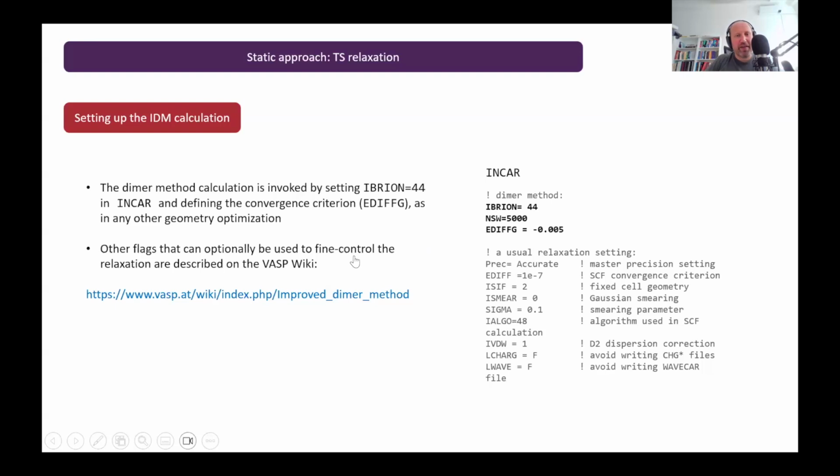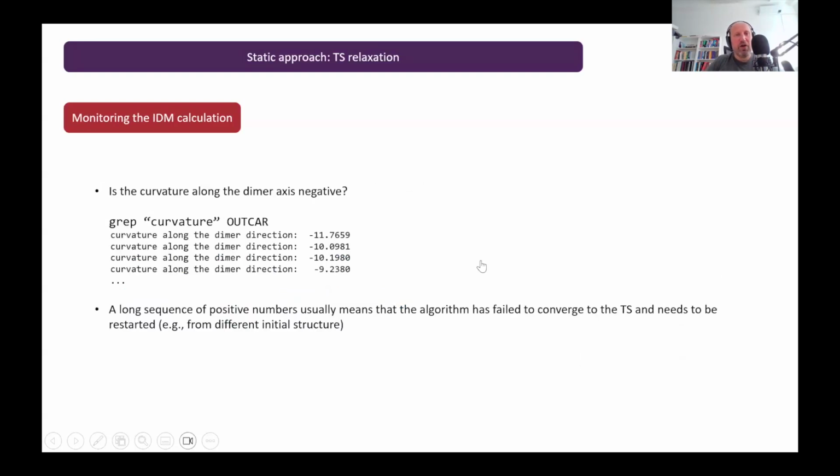There are more flags that control the behavior of the improved dimer method. Normally, you don't have to touch them, but if you know exactly what you are doing, you can check the documentation. Now, suppose the simulation is running. Transition state relaxations are always tricky. There are many ways that can go wrong, so I strongly recommend to regularly check the relaxation.